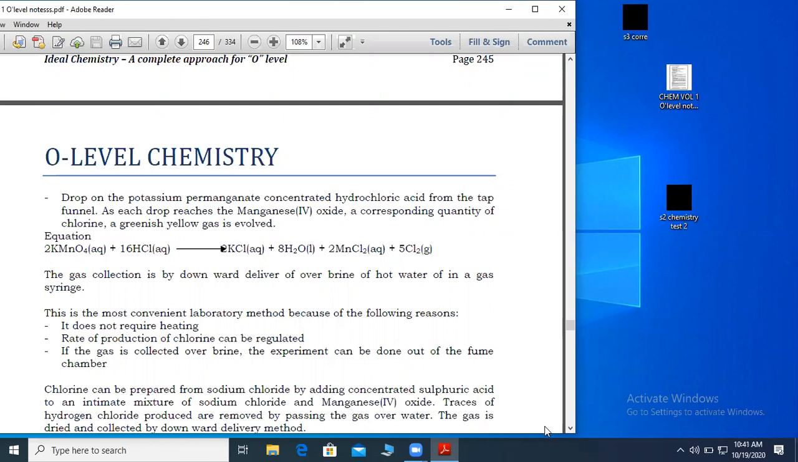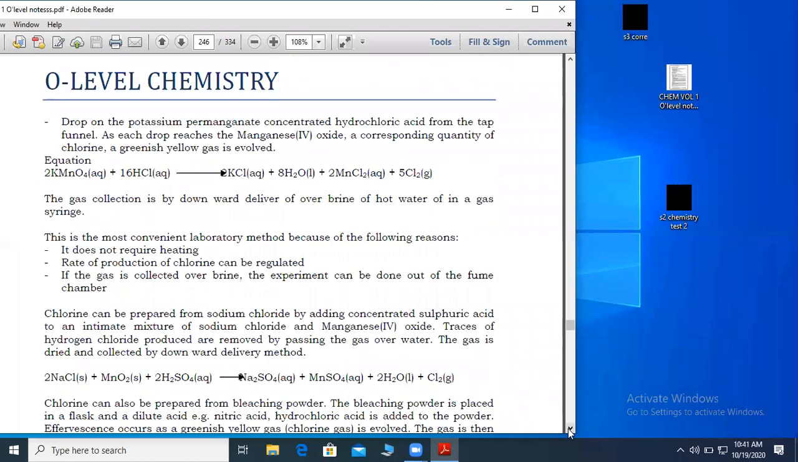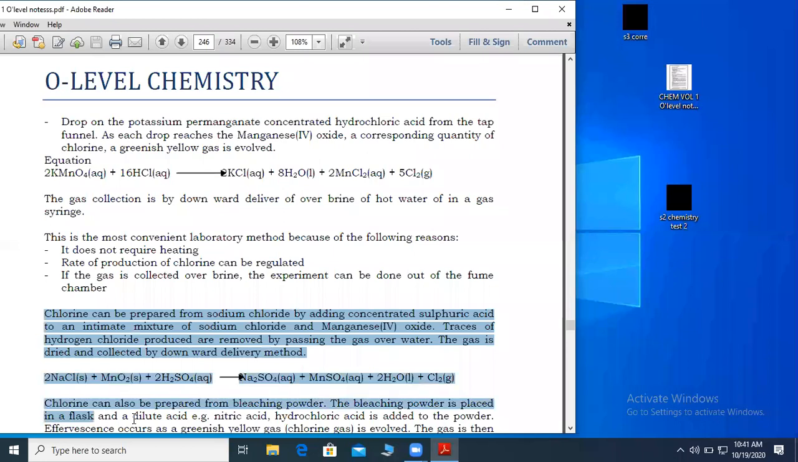collected by downward delivery. So this one, I don't encourage you to read it, this part. Only concentrate on the substances that I have told you. This one, don't bother. Concentrate on reaction preparation of chlorine using potassium permanganate and manganese 4 oxide. Those ones are the common examinable ones at your level. Okay?